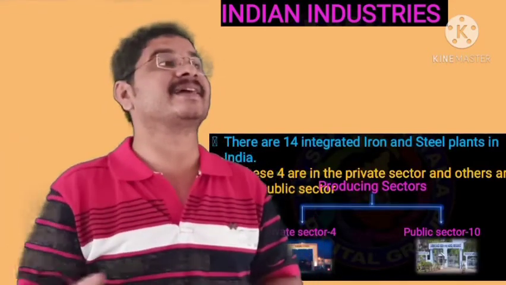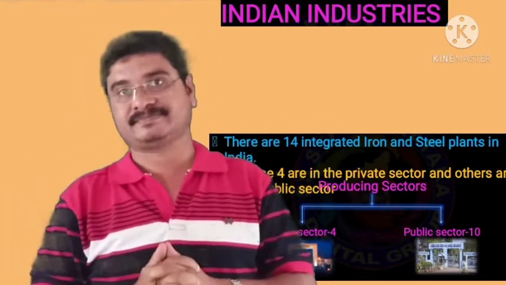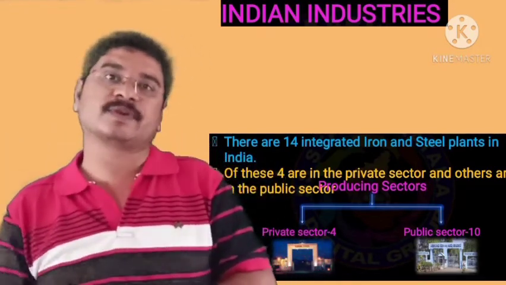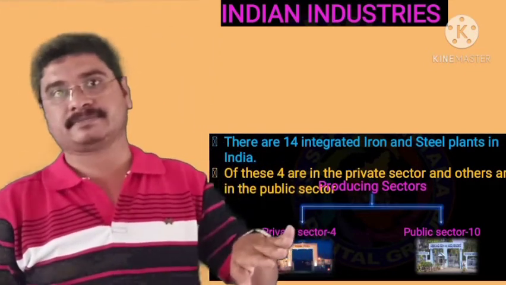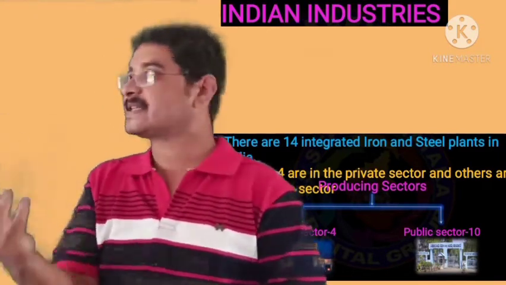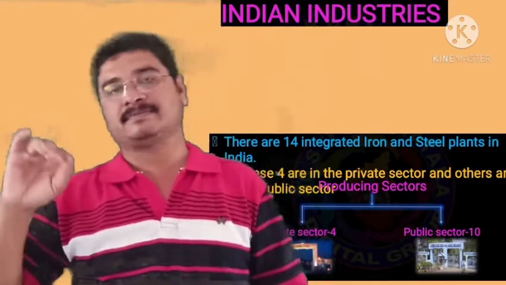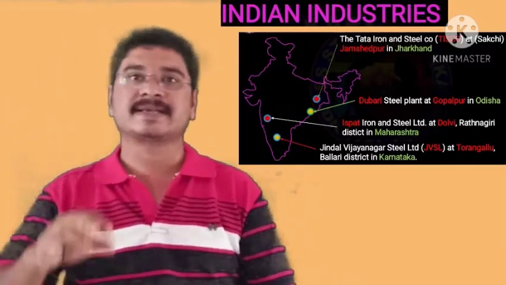Then the producing centers in India. There are 14 integrated iron and steel plants in India. Of these 14, 4 are in the private sector and the others are in the public sector. The producing sectors are classified into 2 groups: one is the private sector, another is the public sector. The private sector has 4 industries and the public sector has 10.